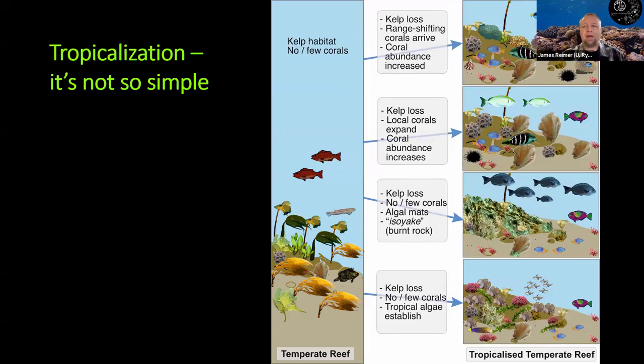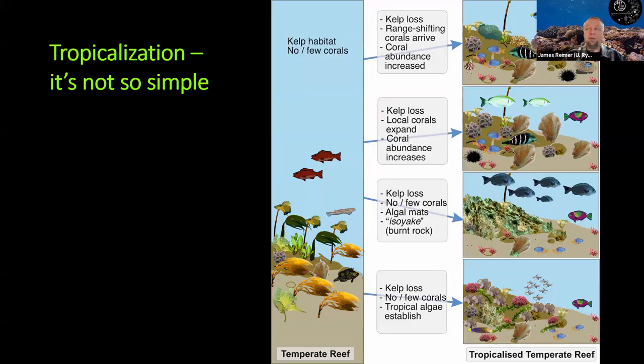It's not just that animals are moving north or south. There's actually a lot of different scenarios that could be possible. For example, this figure is showing you four different scenarios. The top one is basically having corals arriving from warmer areas into colder areas or formerly colder areas. But you could also get, for example, the second scenario, the second from the top, showing loss of local kelp, which Nur also had talked about, but instead of having corals arriving from the south, having the local corals expand in number.